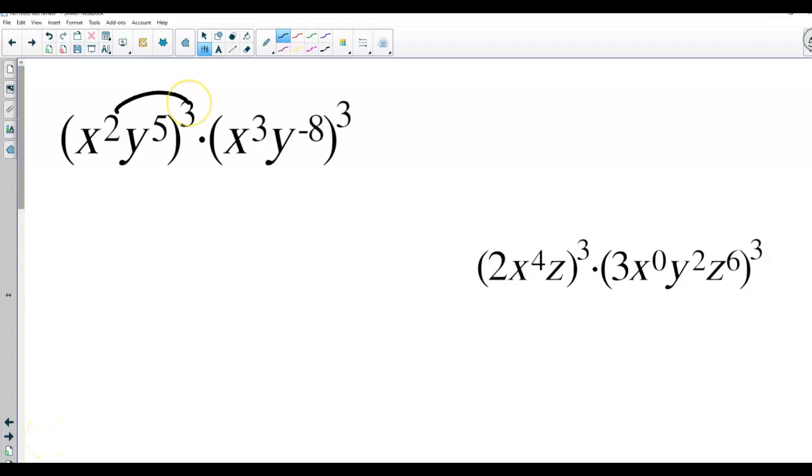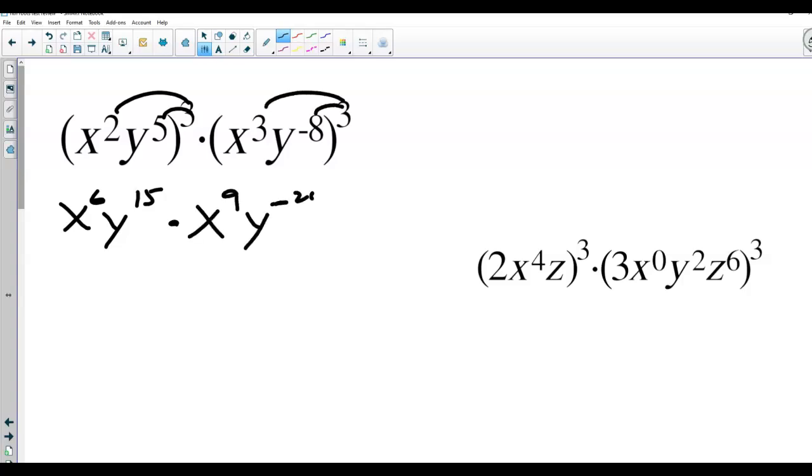We're going to distribute the 3 to both terms. X to the 6th, y to the 15th. We're going to distribute the 3 to both terms. X to the 9th, y to the negative 24th. X to the 6th, x to the 9th, x to the 15th. 15th to negative 24th is negative 9. So, exponent to an exponent we multiply. Similar base we add. We don't leave a negative exponent.